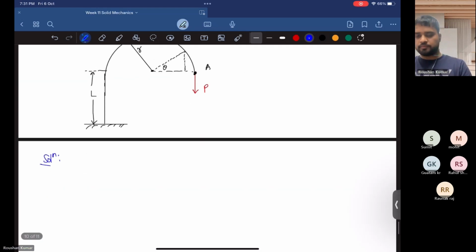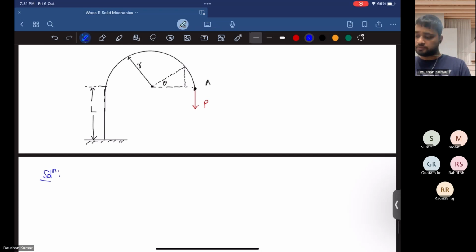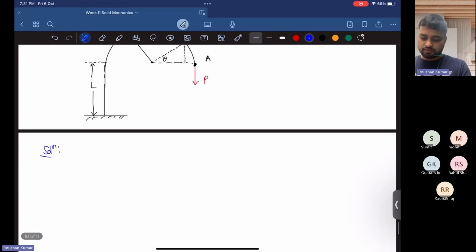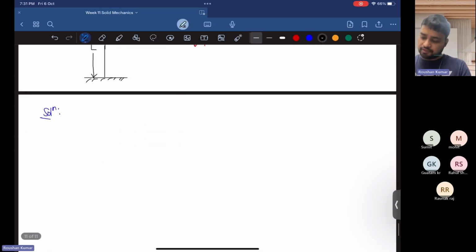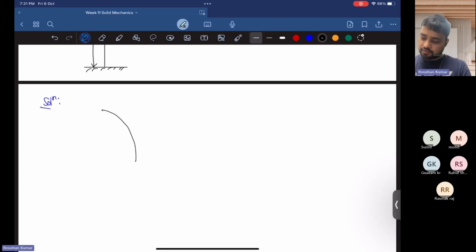So here also we will bifurcate this problem. That is, we will distribute the problem into two parts. The first is the curve part and the second is the straight part. So let's do that. So this is a curve part, left hand right hand part. So here is a curve.